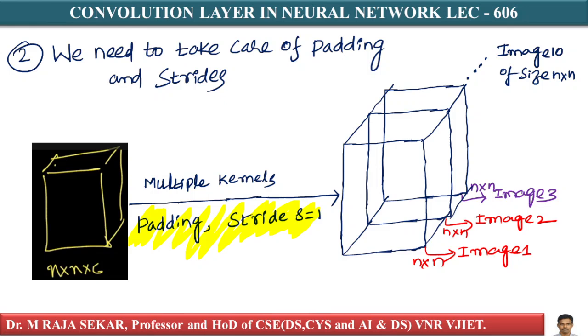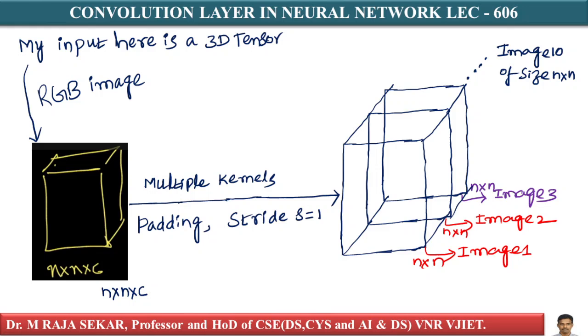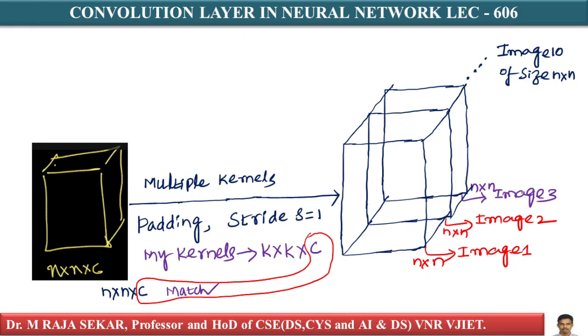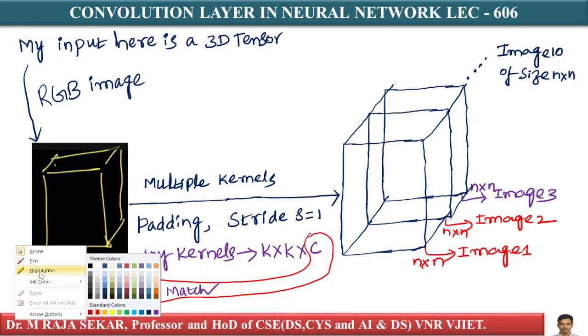And what is my input here? If this is an RGB image, my input is a 3D tensor with 3 channels, and my kernels are k cross k cross c, because this should match. Which one? Your n cross n cross c. These two should match. Just observe.